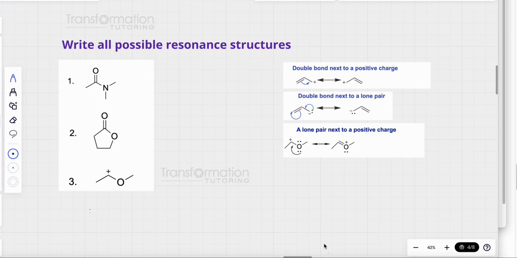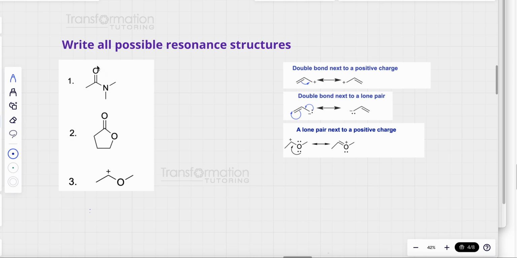Write all possible resonance structures. And here I am showing you three main patterns to draw our resonance structures, which is a double bond next to a positive charge, a double bond next to a lone pair, and a lone pair next to a positive charge. So what we're going to do is try to recognize one of these resonance patterns in our molecule and learn how to draw the correct curved arrows and how to show the other resonance forms.